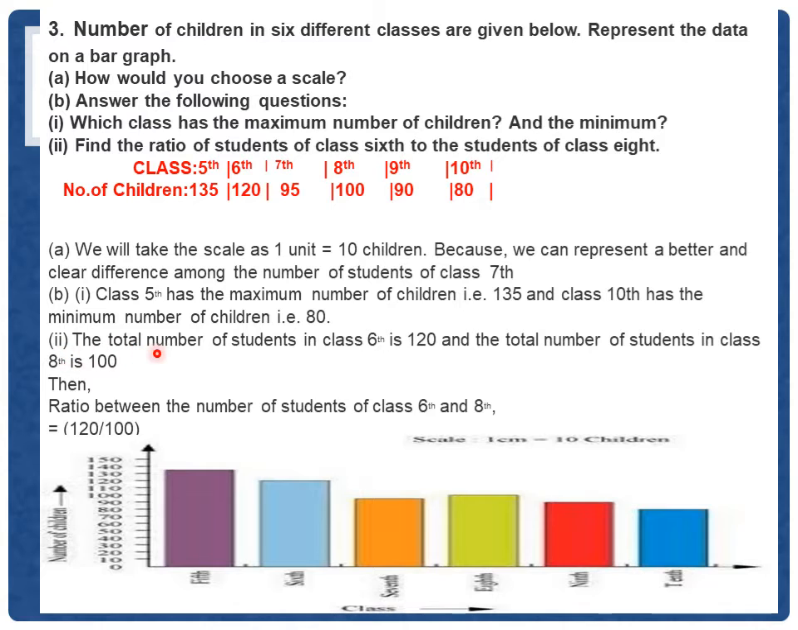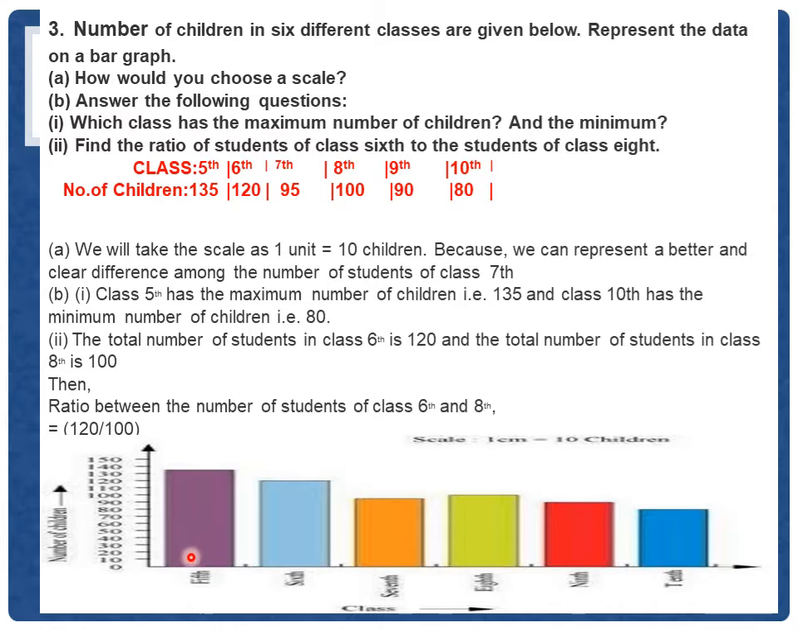Now second bit, the total number of students in class 6 is 120 and the total number of students in class 8 is 100. We have to find out the ratio of them. Ratio between the number of students of class 6 and 8 is 120 by 100. You are writing it. So if you cancel this one, you will get it as how much? 12 by 10, which is equal to 6 by 5 is the ratio. If you want to do the further simplification, you can do, or you can keep it as it is also. 120 by 100.